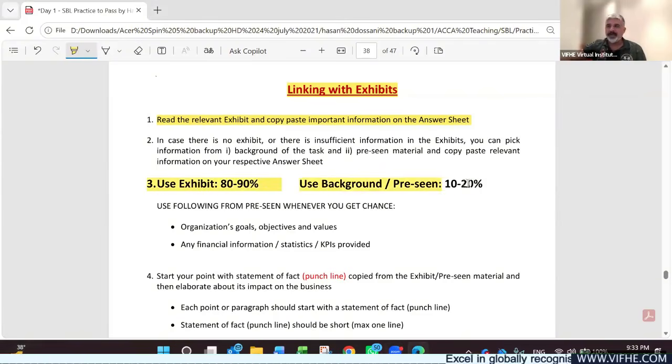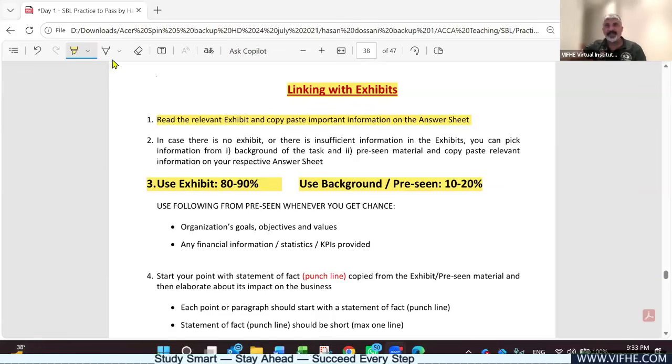So this is the formula. Your answers will be 80 to 90% based on exhibits. If you look at your past papers, around 80 to 90% exhibits are there. And we will use the pre-seen only 10 or 20%. In case where there is no exhibit or there is insufficient exhibit, then only we use the background or the pre-seen. That's only 10 or 20%. Majority of the answer is based on exhibit.